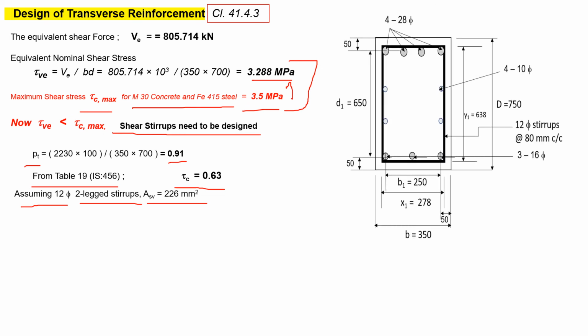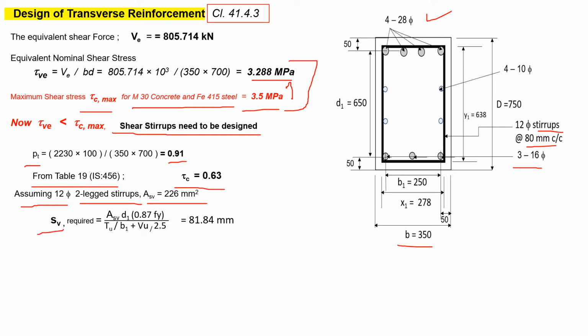Now we can refer to this diagram very carefully. The overall dimensions of the section are 750 by 350, and 50 mm effective cover we have taken from all sides, from top, from bottom, etc. 4 numbers of 28 mm dia bars, which we have designed as longitudinal reinforcement, are provided at the top level, and 3 numbers of 16 mm dia bars we have provided at the bottom level. Now we are going to design the shear stirrups. So 12 mm dia stirrups we are going to provide.